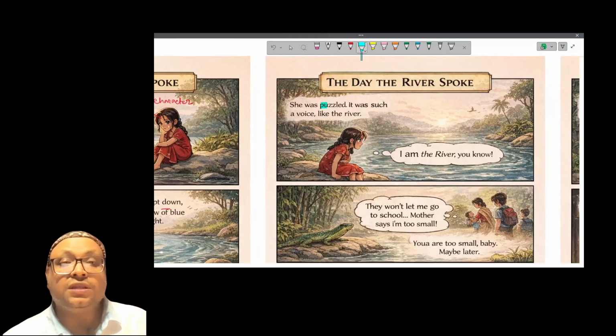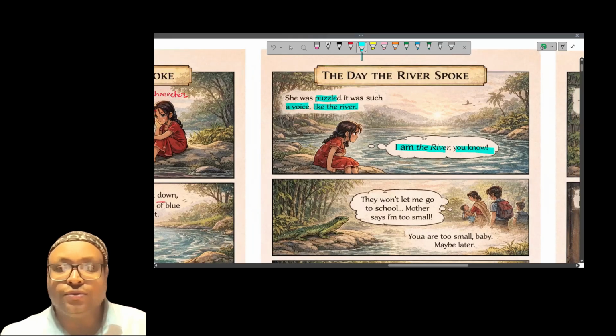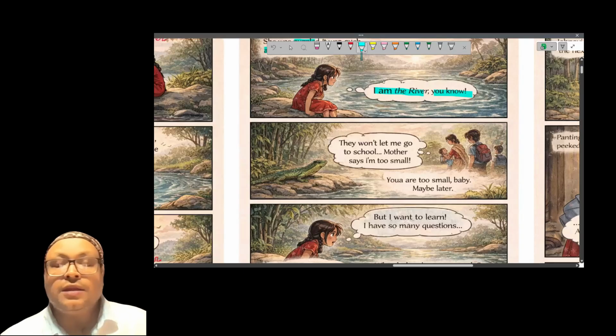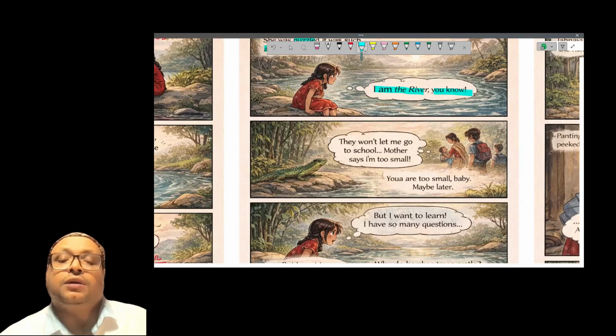Now she was puzzled. It was such a voice like the river. It was not like a human voice. And then the river told, I am the river, talking to you. And then our Jahnavi shares her plight with the river. What was her plight? What was her point of sadness? She said, they won't let me go to school.